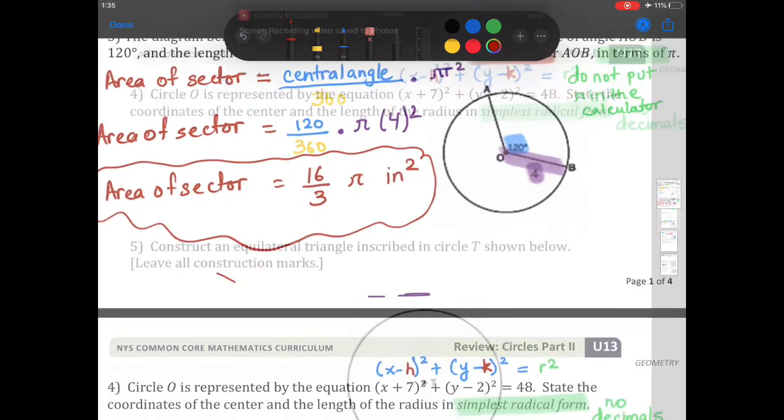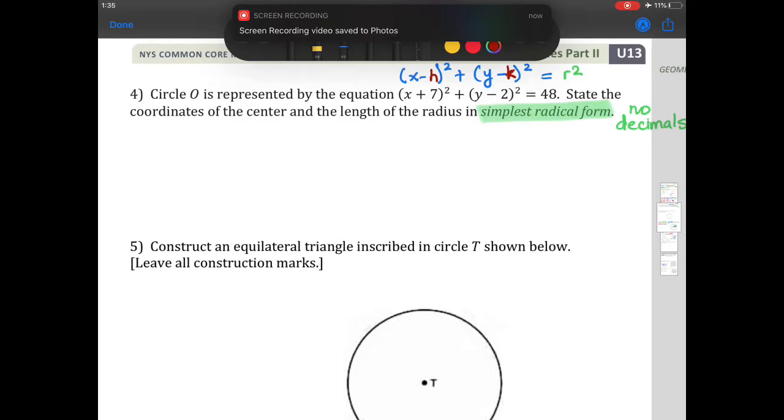So that's your answer. Okay, number 4. It's again giving you the equation of a circle, and it's saying state the coordinates of the center and the length of the radius in simplest radical form.